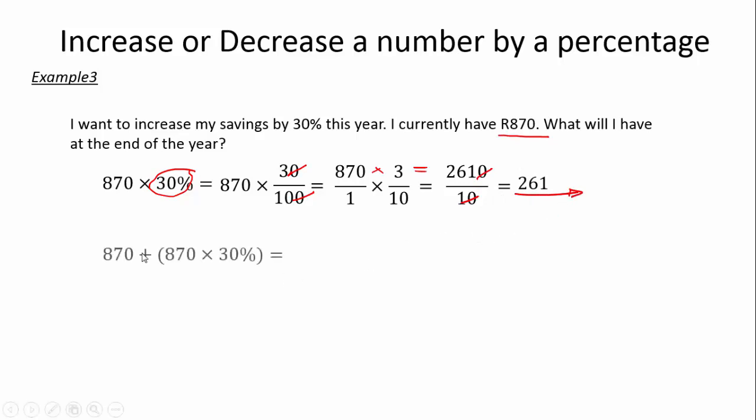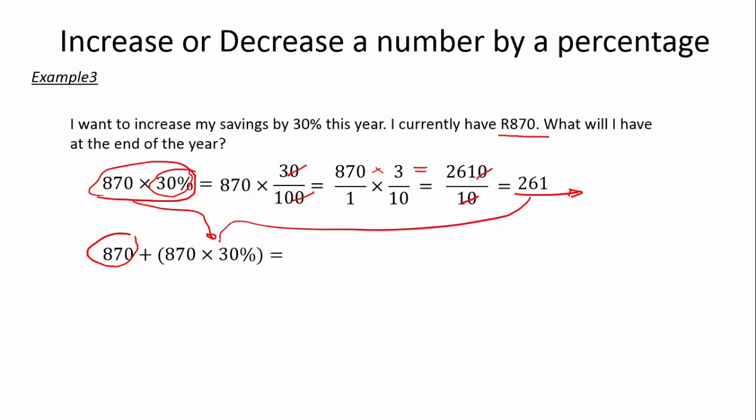Now we've got to add 870 to this number here. So this number here, we knew, is 261. So that's quite easy. 870 plus 261, and that is equal to 1,131 Rand. And that's how much Rand we want to have at the end of the year.